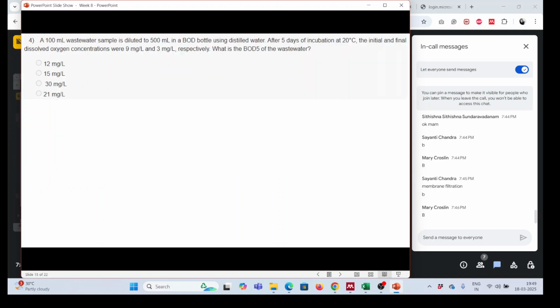The next question is a numerical question. A 100 ml wastewater sample is diluted to 500 ml in a BOD bottle using distilled water. After 5 days of incubation at 20 degrees Celsius, the initial and final dissolved oxygen concentrations were 5 mg/L and 3 mg/L. What is BOD 5 of the wastewater? We have the DO values of the first and fifth day, and we have the dilution factor. What is the BOD?